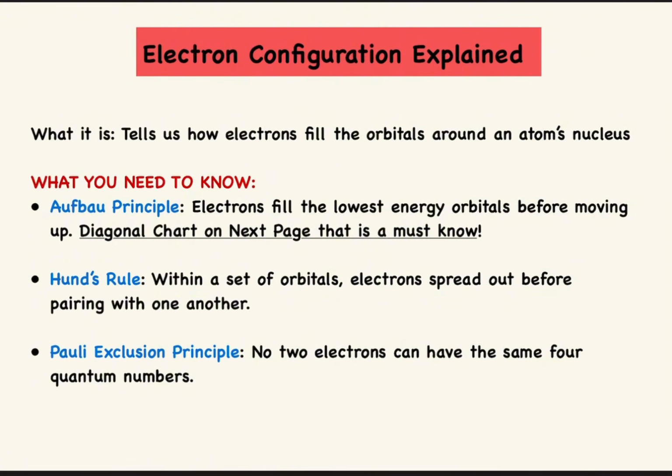I have a diagonal chart on the next page that I'll show you if you stick around, and that's a must know. Hund's rule is that within a set of orbitals, electrons spread out before pairing with one another. I'll go more in depth on that. And then the Pauli exclusion principle just says no two electrons can have the same four quantum numbers.